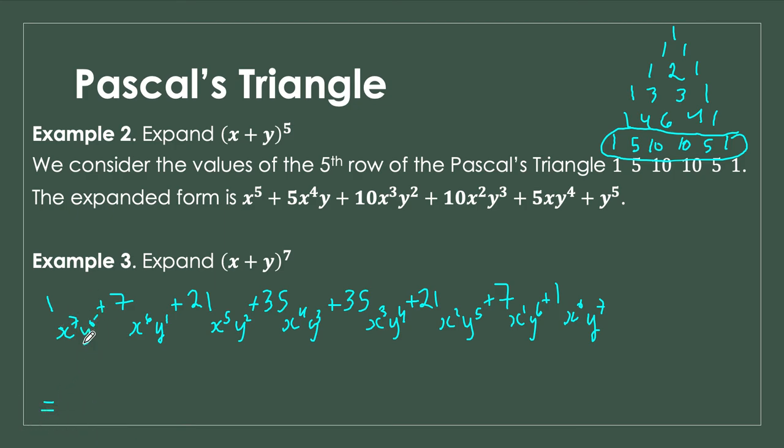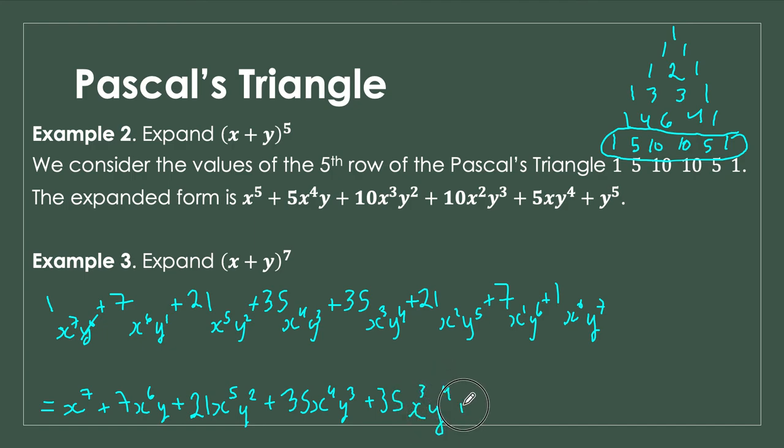This will be equal to, this becomes 1, right? So we have x raised to 7 plus 7x raised to 6y plus 21x raised to 5y squared plus 35x to the 4th y cubed plus 35x cubed y to the 4th plus 21x squared y to the 5th plus 7x raised to 6 plus this becomes 1, so we have y raised to 7. That will be our answer for example number 3.